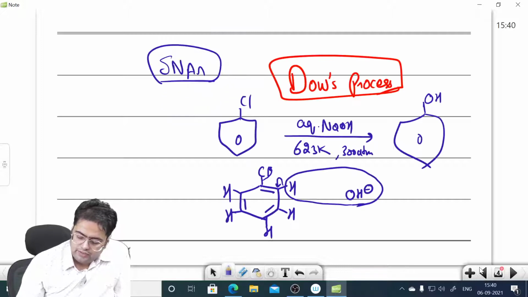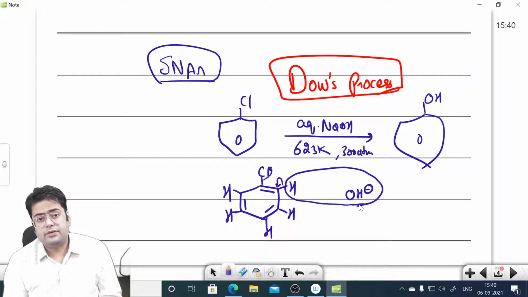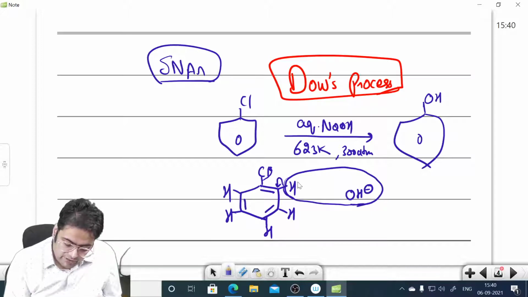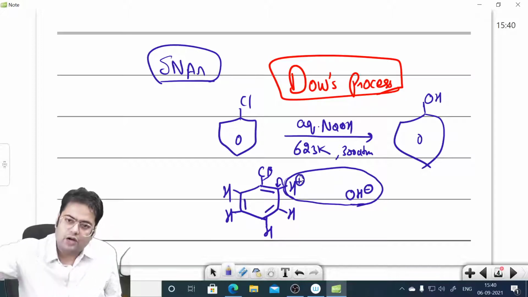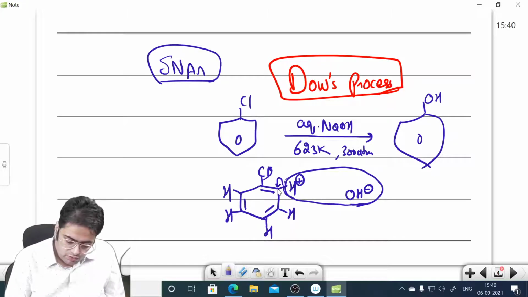And when we have one hydroxyl, that is OH minus, because NaOH is a base. What OH minus wants? All it wants is H plus. There is H plus. When H plus goes out, something is coming out with a plus charge. It will leave behind a negative charge. So a negative charge will be present here.